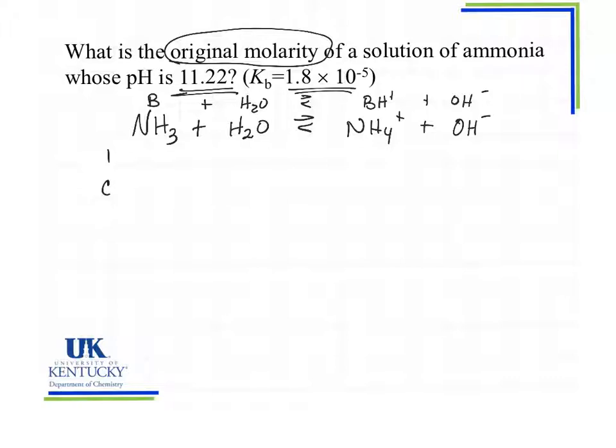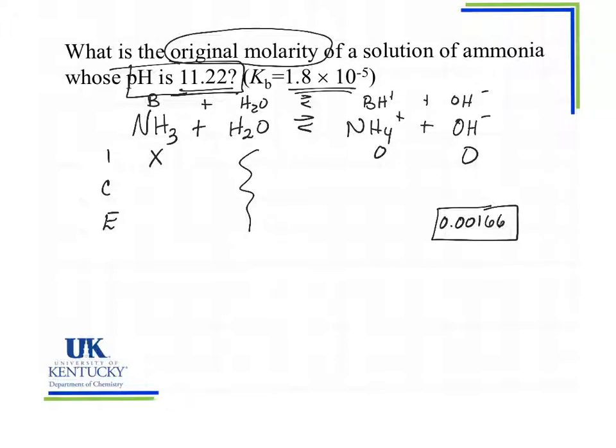And I have an ICE table. Now this time it's a little bit different because I want to know the original molarity of the ammonia. I want to know this. I don't know it, so I'm going to call it X. I know these are 0, and I look for what else they give me. They gave me a pH of 11.22. I want you to tell me what would go right here if I know the pH is 11.22. Well, did you get 0.00166? Well, that's correct, obviously.